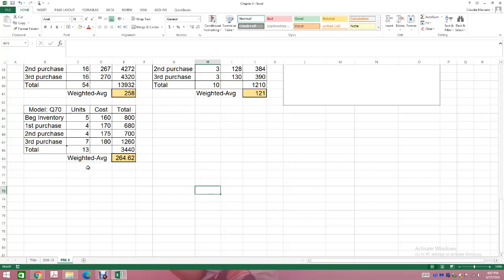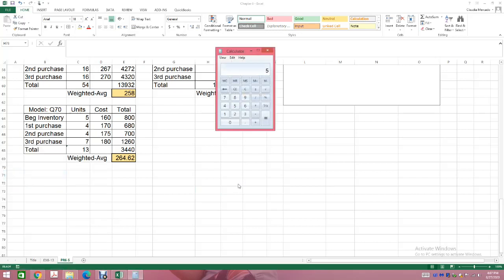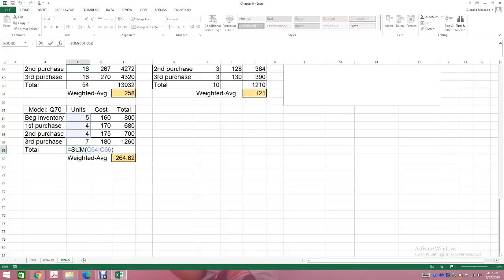So let me just get a calculator out real quick. That'll be 5 plus 4 plus 4 plus 7, that'll be 20 units. So my formula is probably not picking up that last one. When you work in Excel, you have to make sure that it's picking up all of them. Okay, that number didn't look right. So I've got 20 units at a total cost of $3,440. So that gives me a weighted average cost of $172.